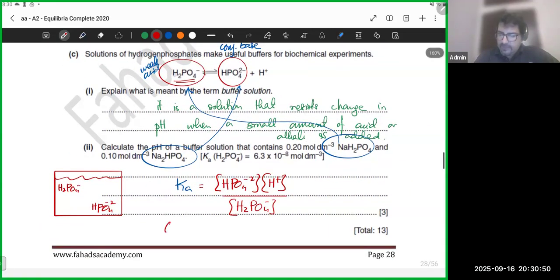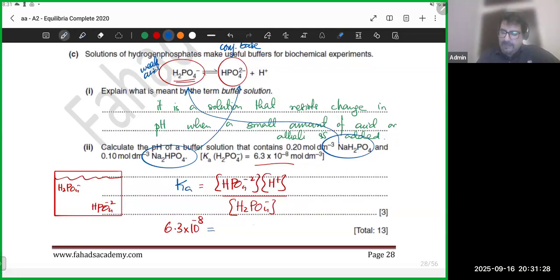The Ka value is given over here, that's 6.3 times 10 to the power minus 8. The HPO4 minus 2 concentration is given, and that's 0.1. Here, that's this one, HPO4 minus 2. Remember, the Na is completely useless. Whenever you see Na anywhere, it's just a spectator ion. It's going to dissociate if you mix it in water, and it's just going to float around. So Na is completely pointless.